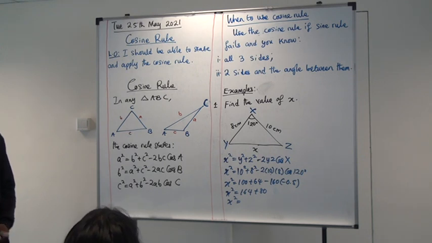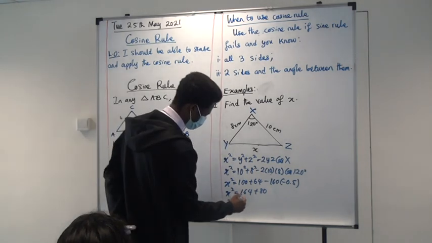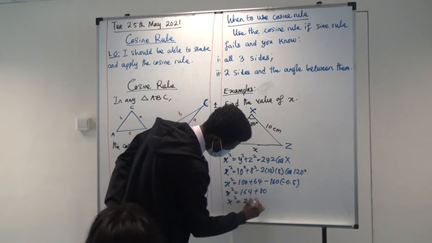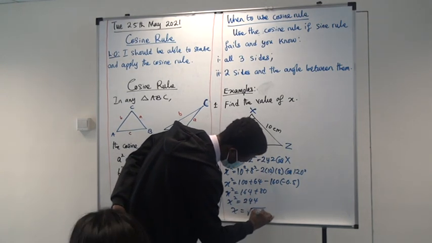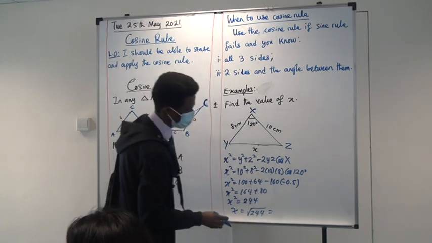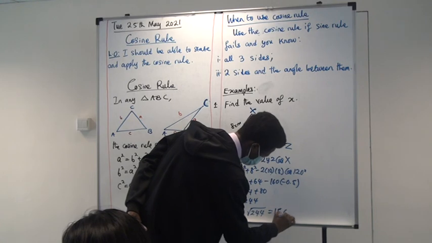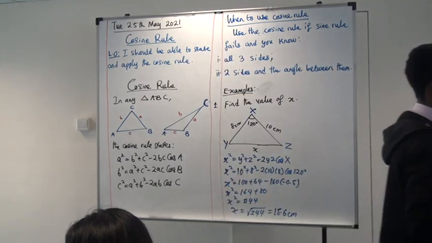Do we know why it is plus 80? Because negative and negative is positive. Okay, so when you add, what do we get? We get 244. So x would be the square root of 244. What is that in 3 significant figures? It is 15.6. That's how to use the cosine rule to find a side.